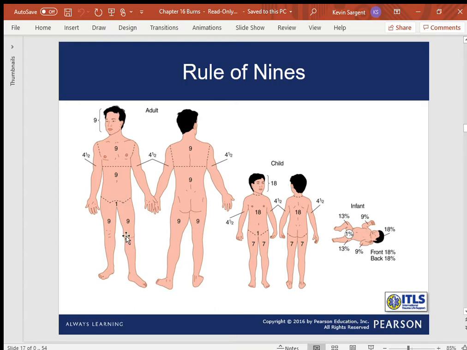But when you look at the chest you have 9 front, 9 back, so a total of 18. Abdomen, 9 front, 9 back. Your leg, same difference. If you look at the groin, it's 1%. So is the palm of the patient's hand. So you want to check that. Pediatrics goes as such, and infants is as such. But I'd definitely be familiar with the Rule of 9s.